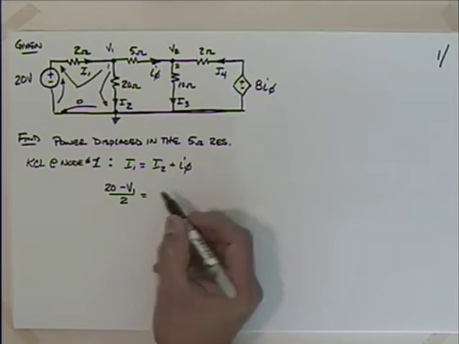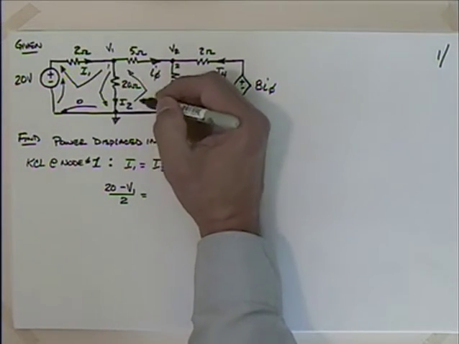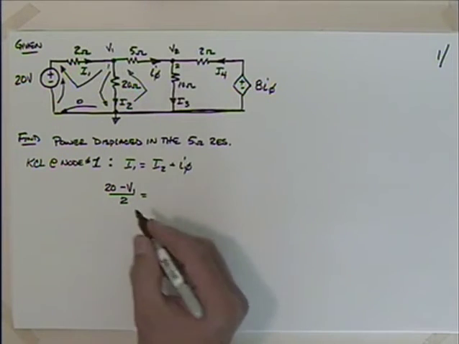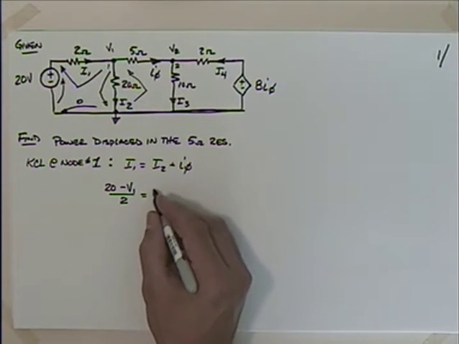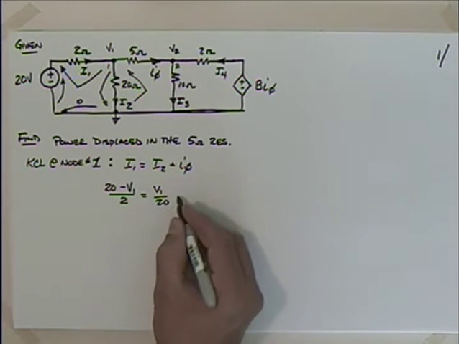Now we're going to say that this is equal to I2. I2 is a little easier. I just need to find the voltage that goes this way, which is simply V1. Polarity has to go opposite of I2. So that's V1 divided by 20.